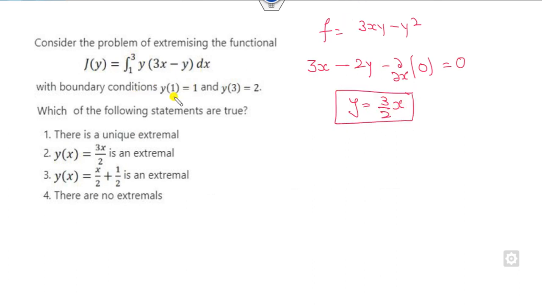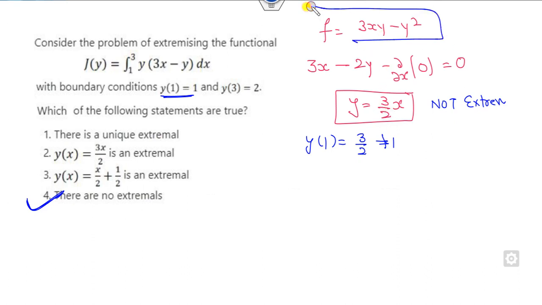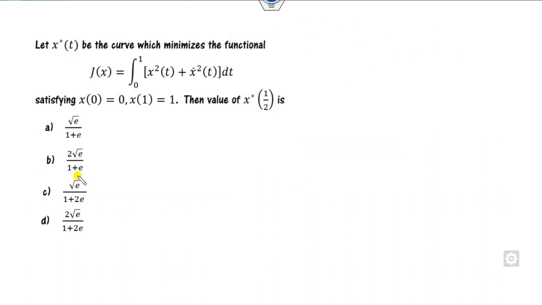Now we can check whether the condition is satisfied. y of 1 is 3 by 2, which is not equal to 1. So it means this is not an extremal. So there is no extremal, because there is only one extremal obtained from this, and it does not satisfy this condition. Hence, y of 3 is not equal to 2, so no extremal exists.